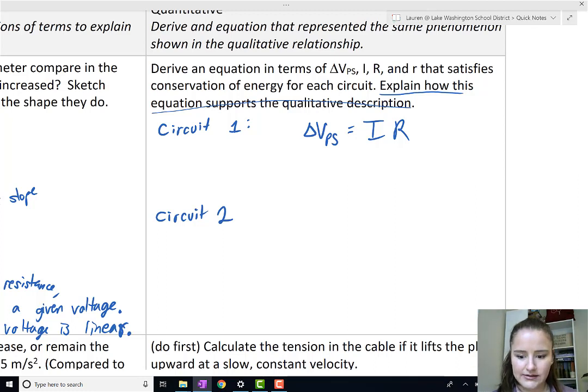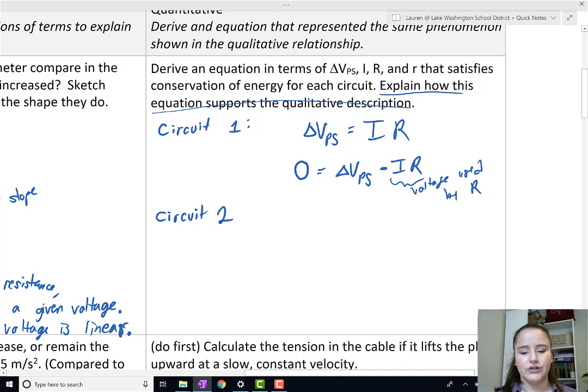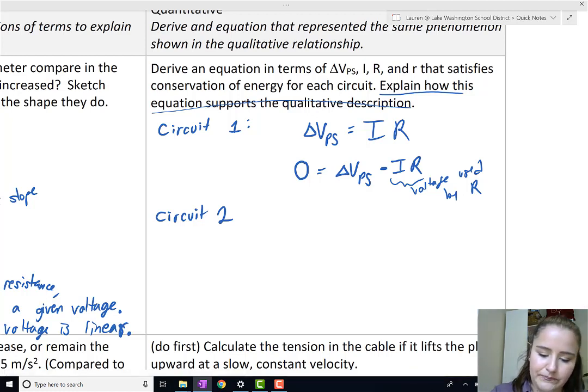Okay, that is there. Now, another way that you could show this, if you want to show the conservation a little clearer, is that zero, there's no change when you take that voltage minus the current times resistance. This is the voltage used by R. So that shows conservation of energy. Either one, I think, would get points on the AP exam.